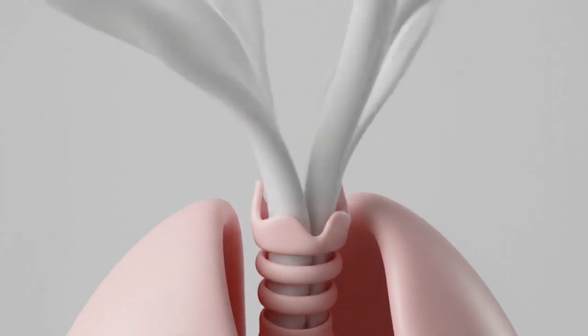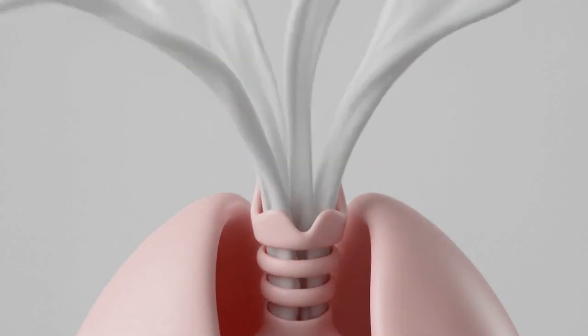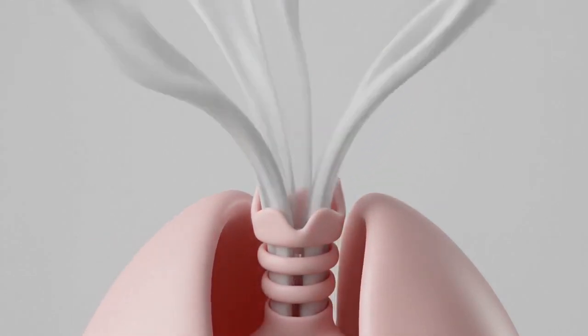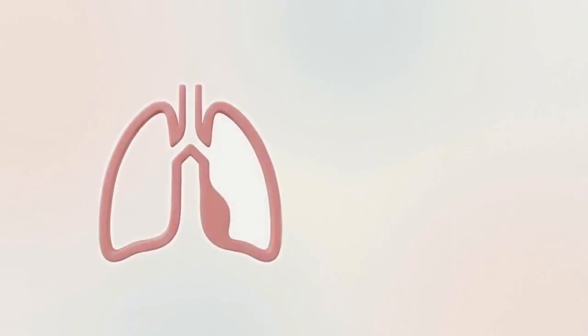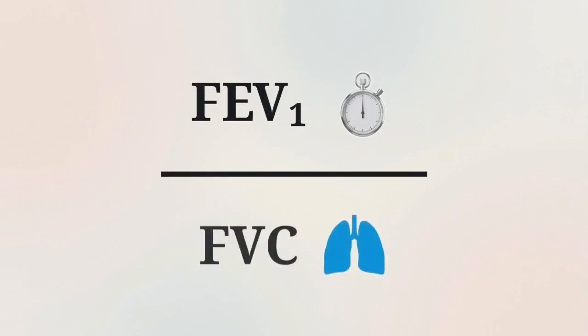FEV1 follows the F is for first mnemonic. It represents the volume of air a patient forcibly exhales in the exact first second. FVC represents full. This is the maximum volume of air exhaled after a full inspiration. The FEV1 to FVC ratio expresses the relationship between initial expiratory speed and total lung volume.